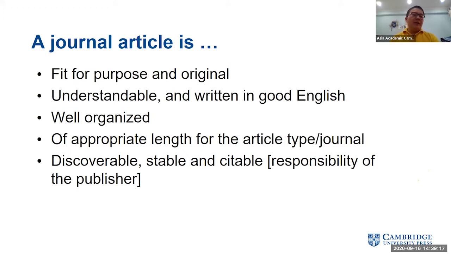Lastly, the journal article has to be discoverable, stable, and citable. This is actually just the responsibility of the publisher. Make sure all the journal articles that are published can be searched and retrieved by other researchers, and are always available online, always available and citable. So it has to have a DOI, to help people to cite it easily.